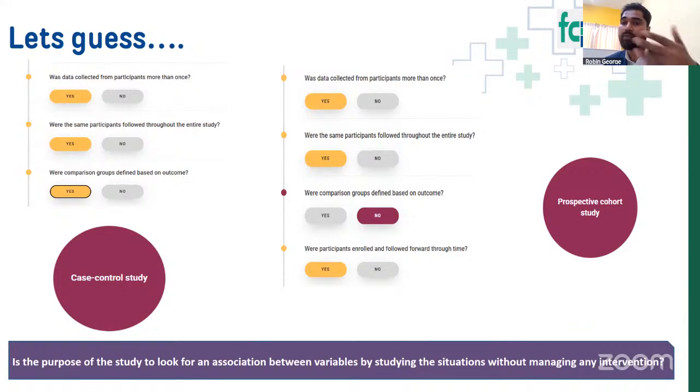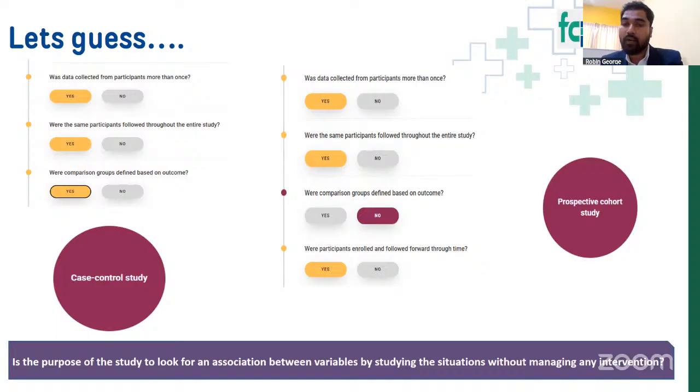Then again, ask the same questions: whether the participants are followed more than once. Yes. Then participants are followed throughout the study. Yes. Then we ask whether the comparison group is designed based on outcome. Here, Robin got lung cancer, so Robin's brother is chosen. But in a cohort study, no, I randomly collected 100 people and divided them into 50-50, so the comparison group is not defined based on an outcome. Then we again ask whether the participants are followed throughout the time. Follow up, follow up, follow up. Yes, because from 2018 to 2028 we follow up. Then it is a prospective study.